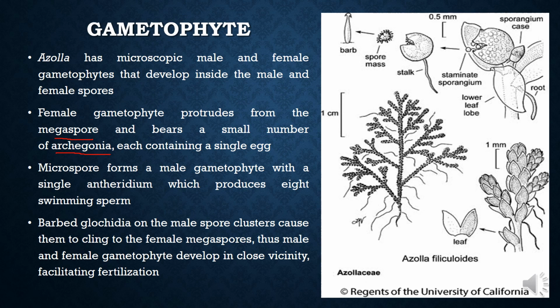And the microspore produces the male gametophyte, that is the antheridia, which produces sperm. The number of sperm produced by a single antheridium is usually 8. So the archegonia and antheridia are the ultimate reproductive organs, and they bear their gametes, that is the egg and the sperm.